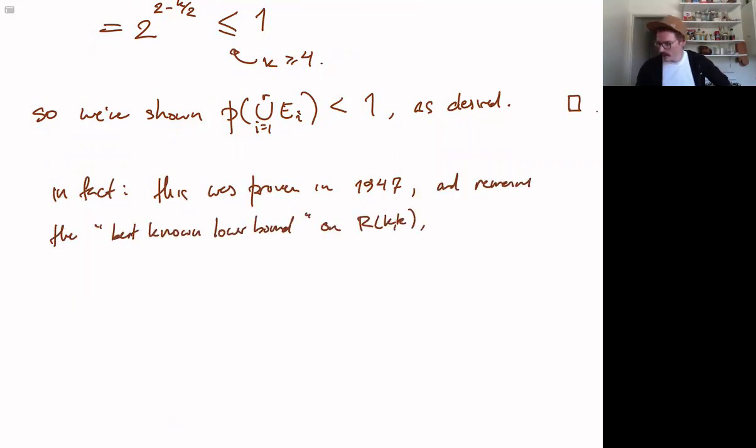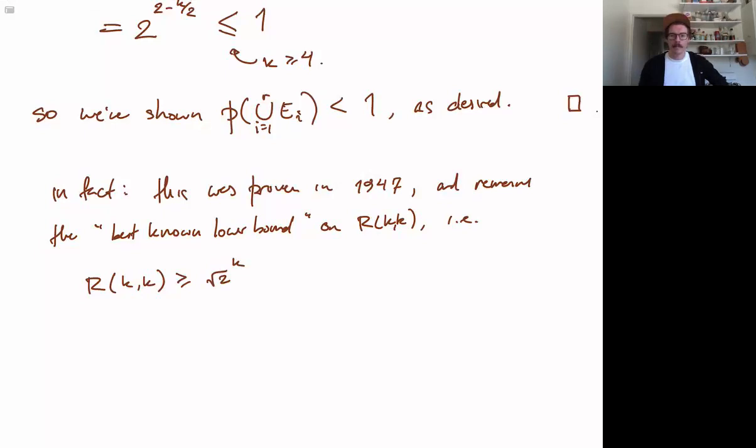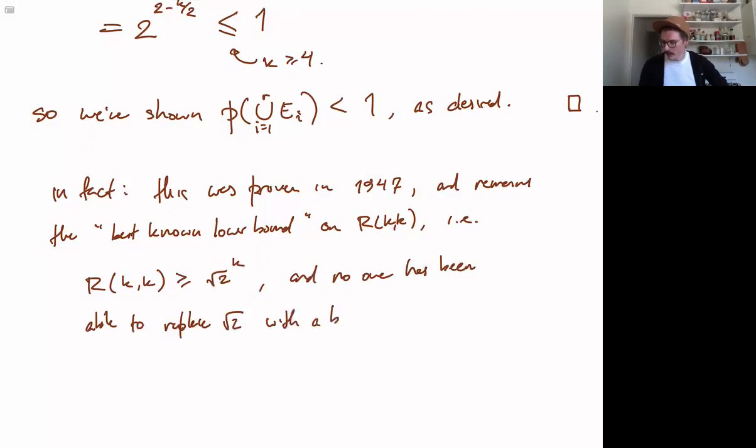in the sense that we've shown that R(k,k) is greater than or equal to 2 to the k over 2, but let's rewrite this using our exponent rules. This is just the square root of 2 to the power k. And what I mean by the best known lower bound is that no one has been able to replace this square root of 2 with a bigger number.